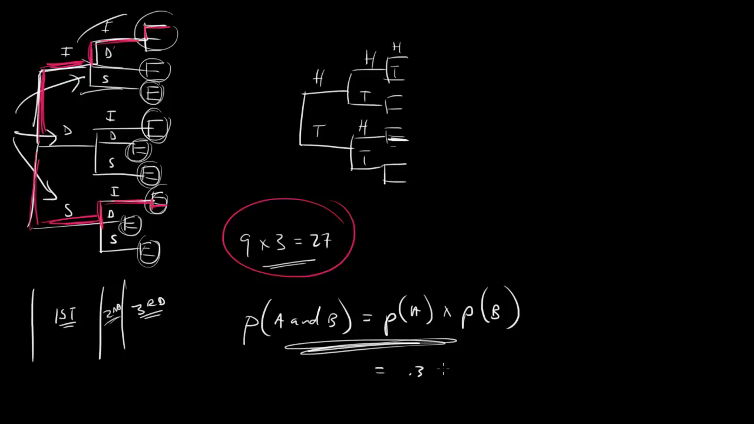So it's just going to be 0.3 times 0.4. So that equals 0.12. So that's all that one is.